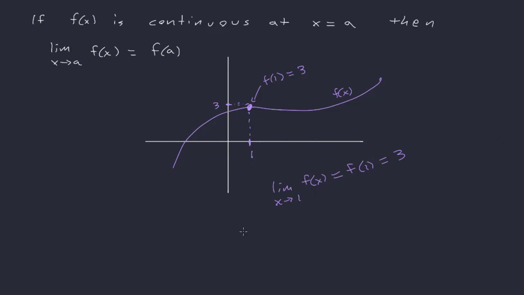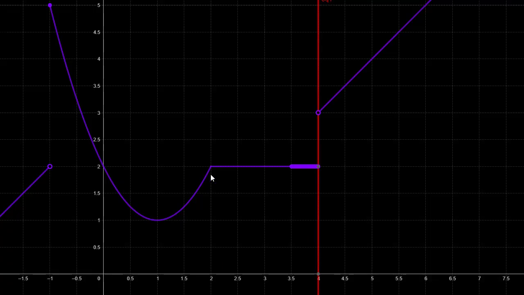Okay, so that's if f of x is continuous. That's the simplest option we have. So like say here, this has a sharp turn, but it's still continuous. So at 2, the limit should be 2 from both sides, and it is. Here at 0, the limit should be just 2 because the function's continuous there. There's no jumps, there's no craziness going on.